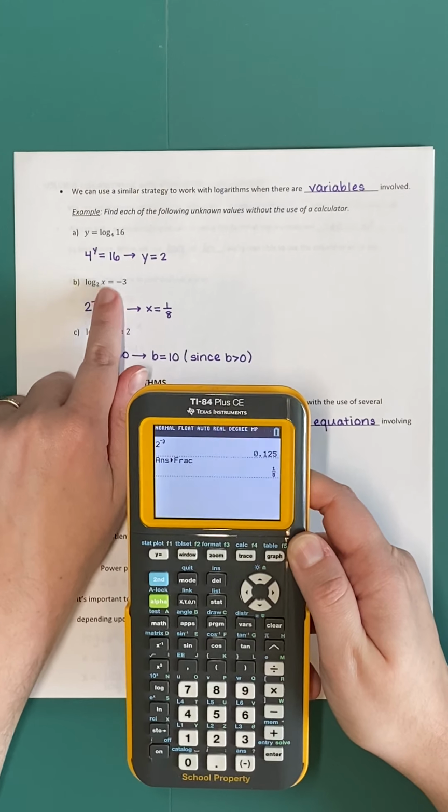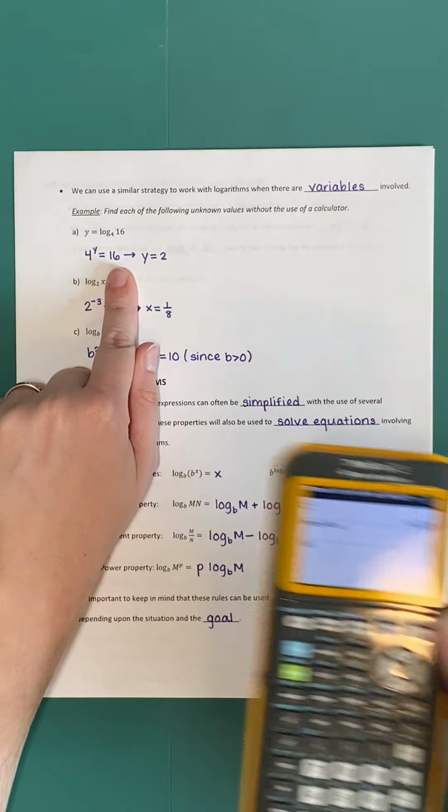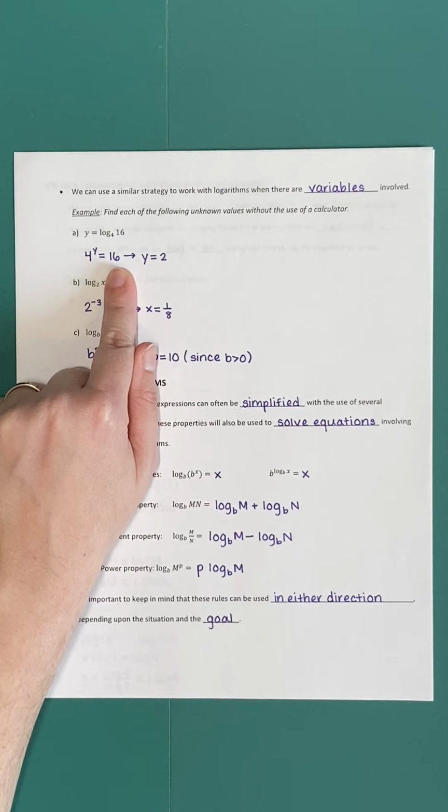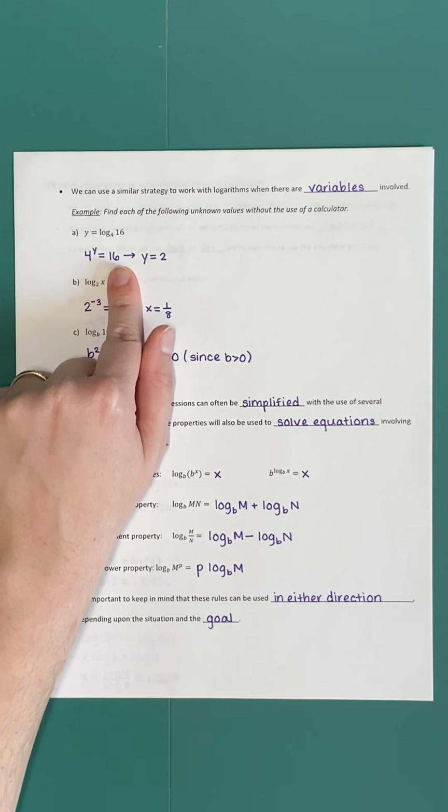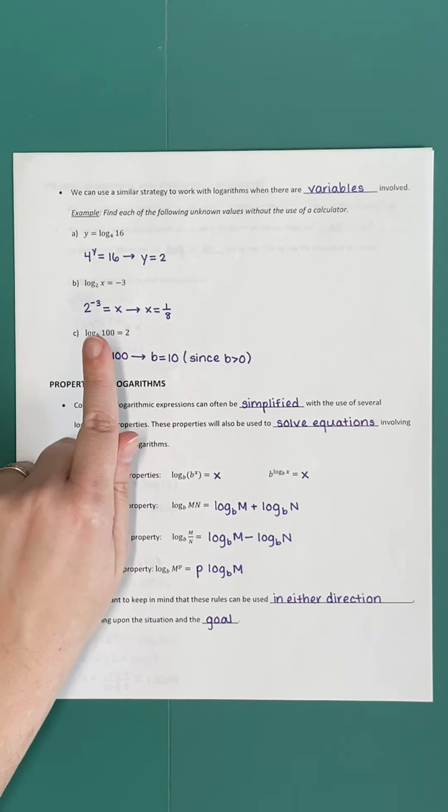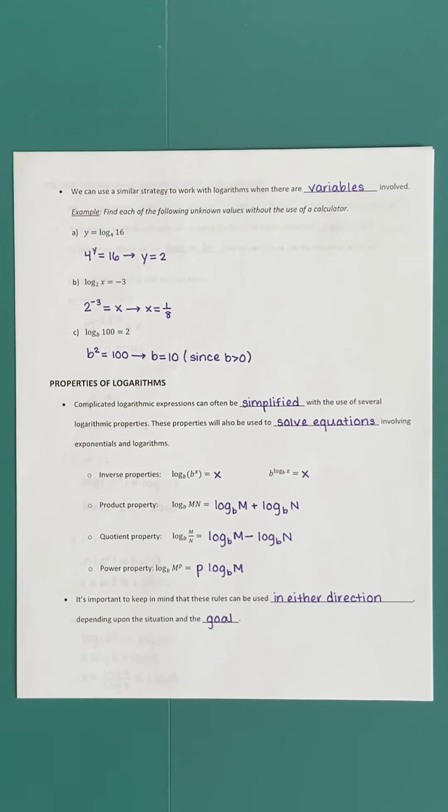So if we were to plug this back in place of x, we're saying 2 to what power gives me 1/8, if that's my value of x. Well, 2 to the -3 power gives me 1/8. So that verifies that this statement is now true based on this value of x.